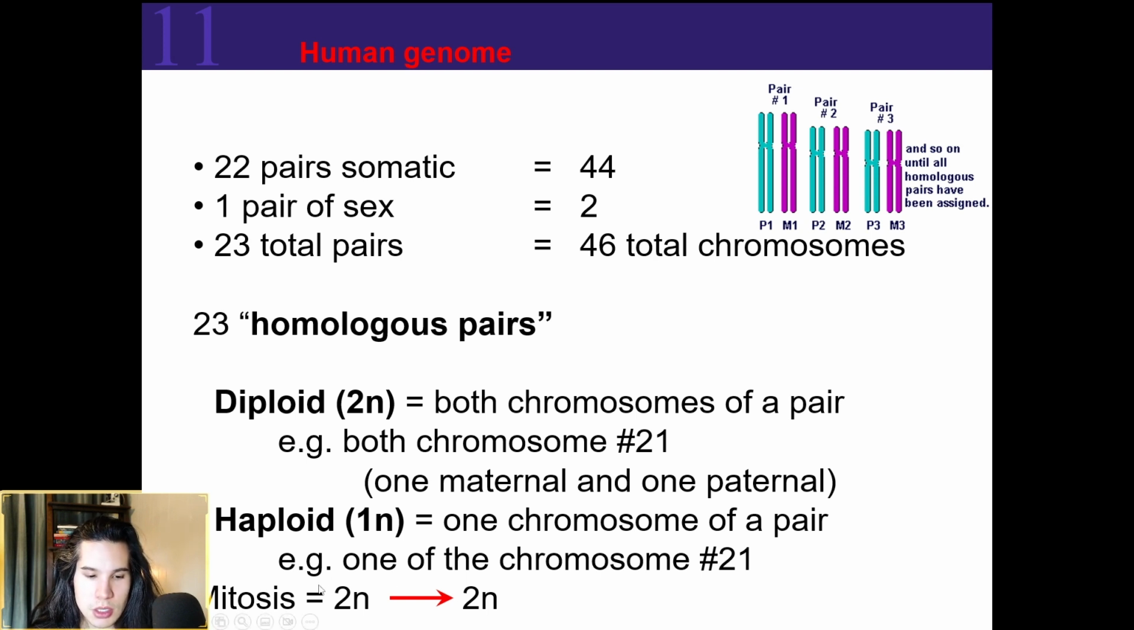All right, so the goal of mitosis is to go from a diploid cell to 2 diploid cells. You're going from 2N to 2N. However, when we're dealing with meiosis, we're going from a diploid cell to a haploid cell. So we're going from a 2N to 1N in meiosis. During mitosis, you're going from 2N to 2N.